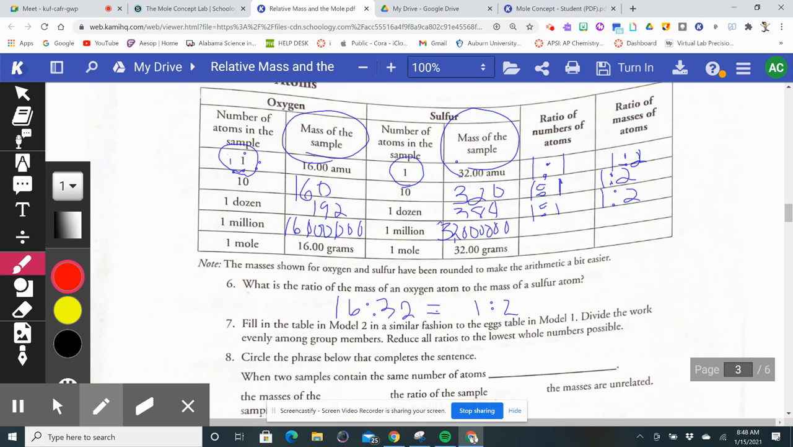All right, so what's our ratio of number of atoms? Still 1 to 1. 1,000,000 divided by 1,000,000 is still 1 to 1. And what about ratio of masses? Still 1 to 2.